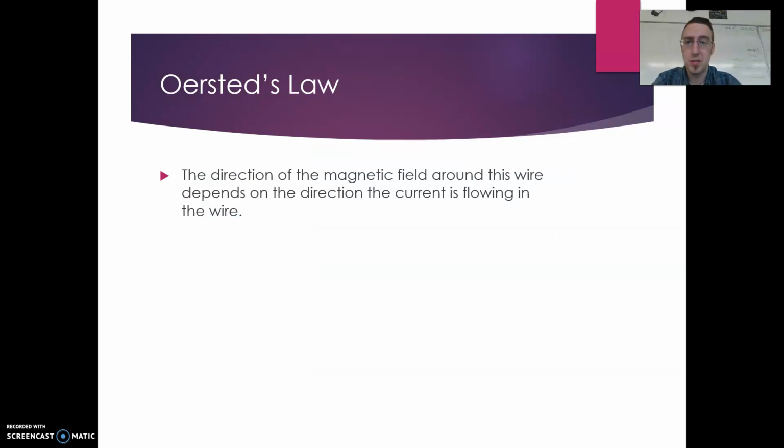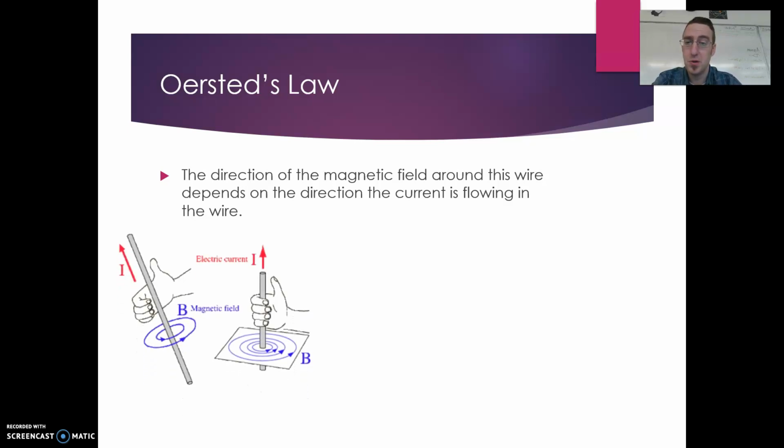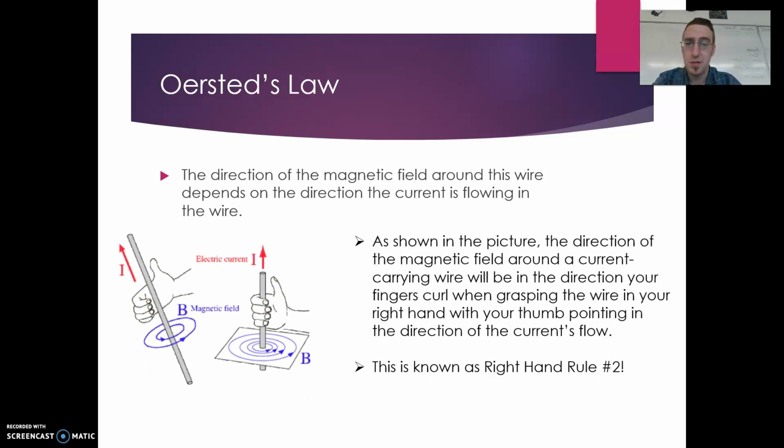He also found that the direction of the magnetic field around his wire depends on the direction the current is flowing. As shown in the picture here, the direction of the magnetic field around a current carrying wire will be in the direction that your fingers curl when grasping the wire in your right hand with your thumb pointing in the direction of the current's flow. Like in the first picture here, if the current's flowing up this wire, you imagine grabbing it with your right hand with your thumb pointing up, the fingers would curl like this. Same thing here. This is called right-hand rule number 2.